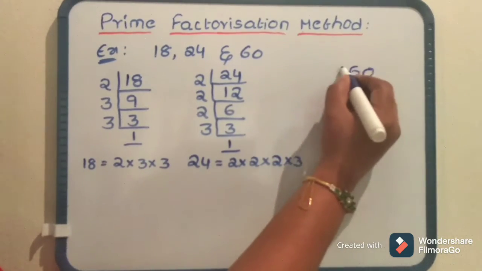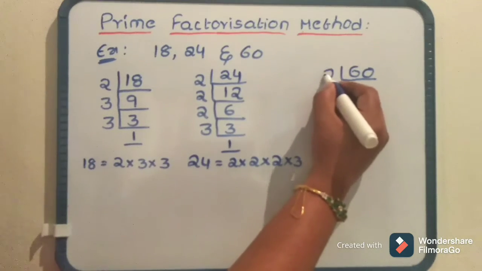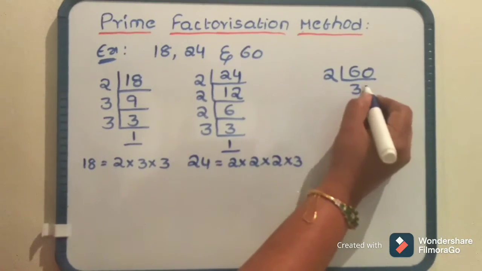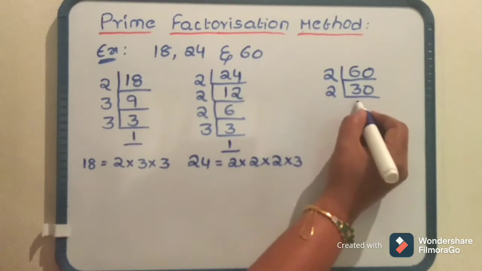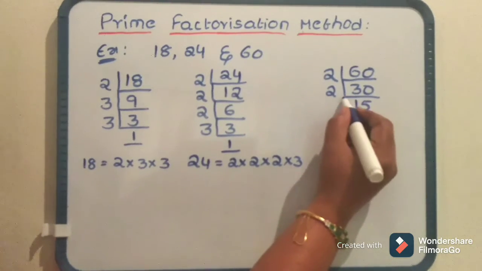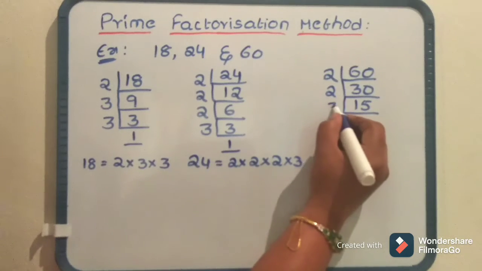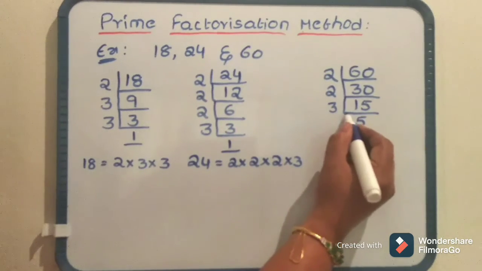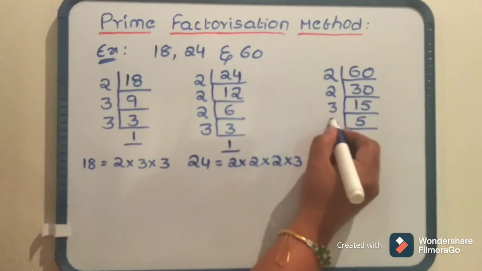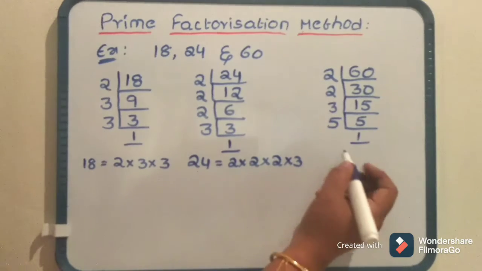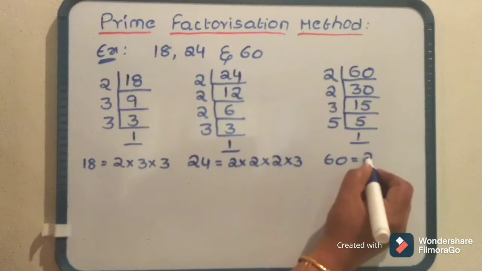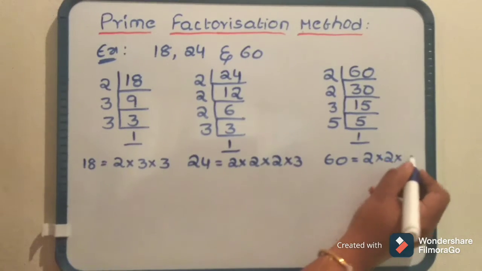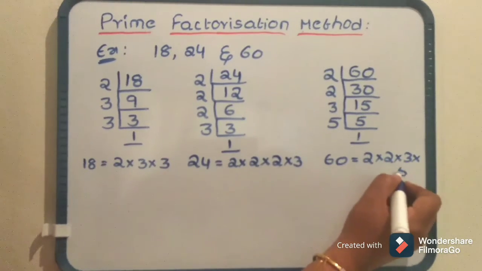Next, 60. 2 divides 60 and leaves quotient 30. Again 2 divides 30, leaves quotient 15. 3 divides 15, leaves quotient 5. 5 divides 5 one time. So prime factorization of 60 is 2 into 2 into 3 into 5.